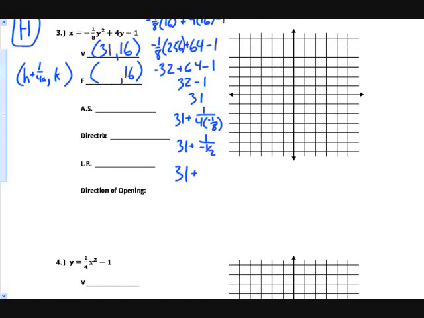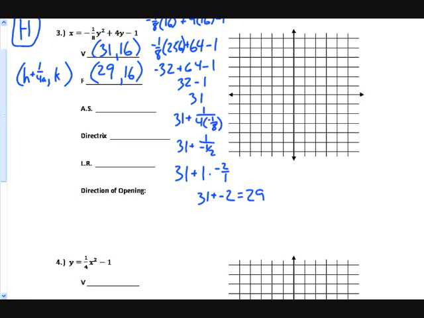Dividing by a fraction is the same thing as multiplying by the reciprocal. So that's 31. Let me scoot it over a little bit. So that's 31 plus a negative 2, which is 29. Okay, and that's it. All right, moving right along.